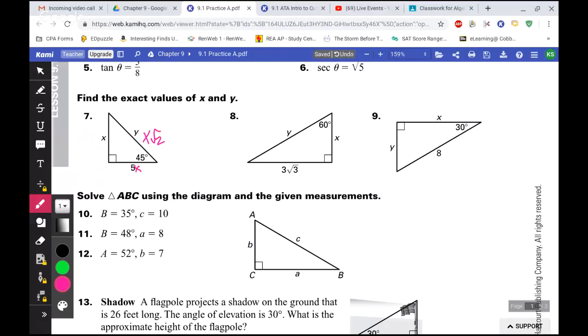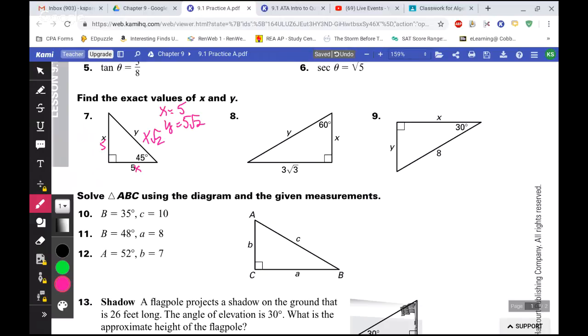So if one of the legs is 5, then the other leg is going to be 5. So in this particular one, X equals 5, and Y is where you replace the X with the 5 times root 2. So that's all you do for that one.